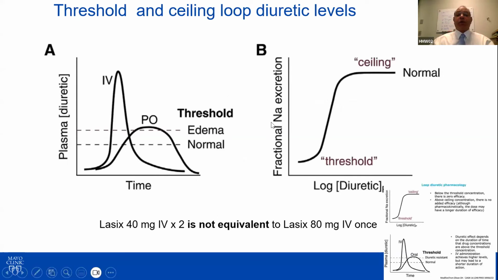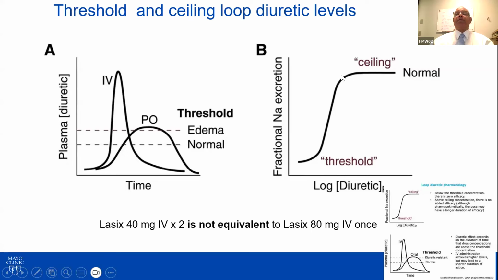Another important concept when it comes to diuretics is to understand the difference between IV and PO formulations, and to understand the concept of threshold and ceiling. The threshold is the dose of diuretic, or blood level of diuretic, below which there will be no effect. Let's say you give somebody 10 milligrams of Lasix, and this does not reach the threshold. There will be no diuresis, there will be no natriuresis.